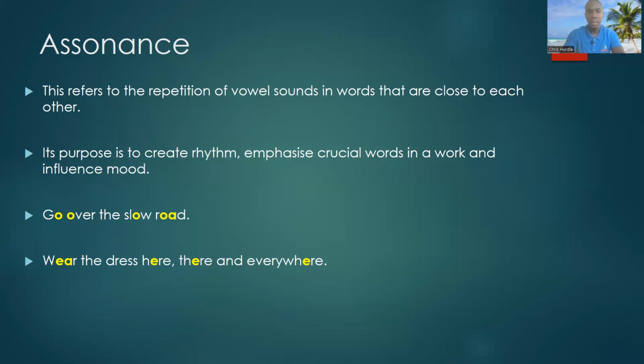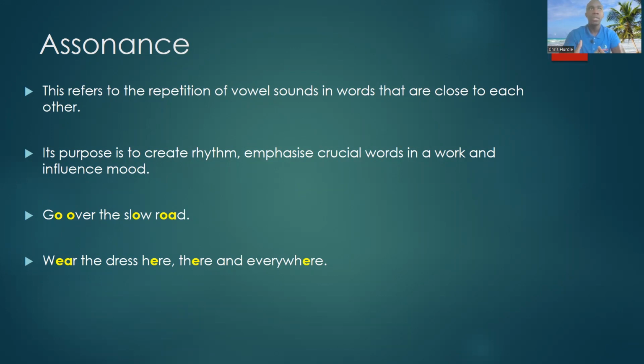In the second example, we have wear the dress here, there, and everywhere. Okay, we have the A. We have where, where, where. We have here, we have there, and we have everywhere and where. Right? So we have the repetition of the A, that vowel sound, the A, right? So this is very similar to alliteration.